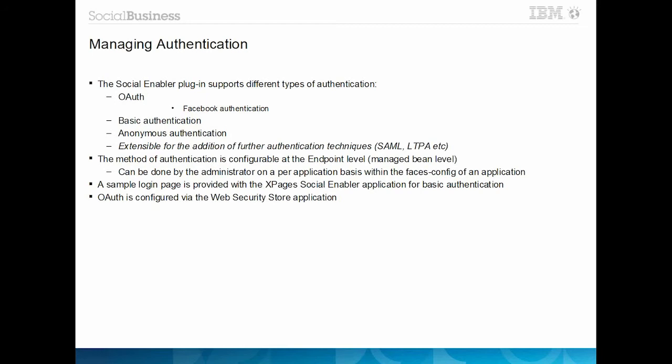So as alluded to already, the Social Enabler supports different types of authentication. We have OAuth authentication, which is probably the most popular form of authentication used by social networks. We also have basic authentication, which is used by IBM Connections, and this type of authentication is basically just where a user gets prompted by the XPages application itself for their username and password. That username and password are then stored in the security store if the user chooses to save that information, and the username and password is then passed by the social enabler to the online service, and the login happens.